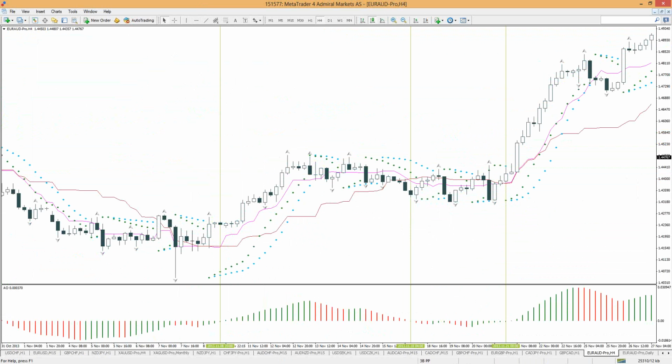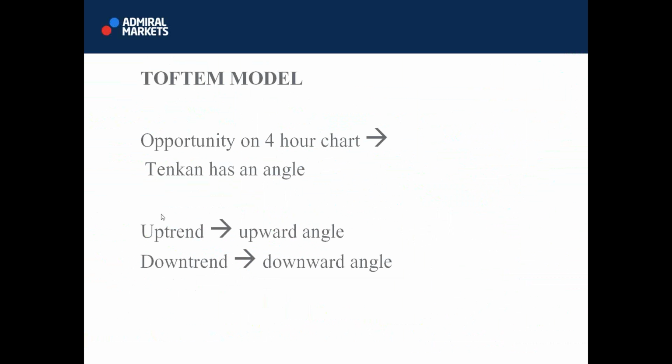So let me continue. Opportunity. Opportunity is when the Tenkan has an angle. So if it's flat, there's no opportunity. There's no momentum. Therefore, there's nothing to do with that particular pair. If there is an upward angle, we're looking to trade it only in the uptrend. So we're looking for uptrend and up angle, or downtrend and down angle. Let me show you.